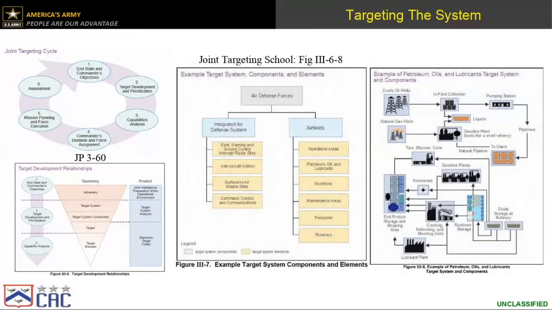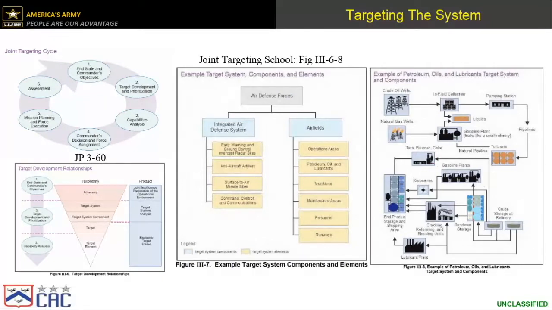Here are some more specific ways to think about targeting in the context of the joint targeting cycle. The upper left, which is the joint targeting cycle, notice it begins with the end state and objectives. All other aspects of targeting come from this starting point. Lower left is a visual depiction of the target development relationships. During planning, we systematically examine the enemy using the targeting taxonomy, which leads to a hierarchical ordering of the adversary, its capabilities, and helps identify target elements.